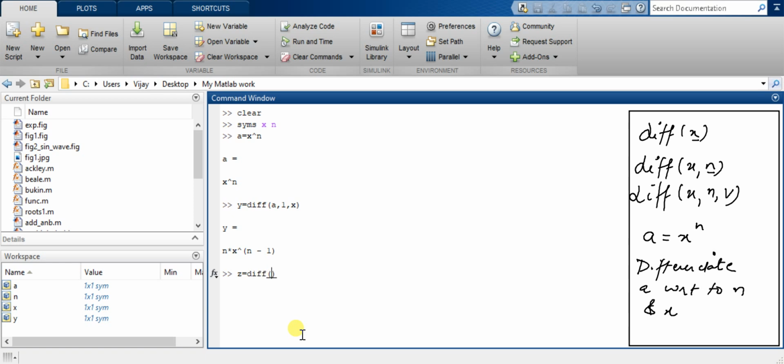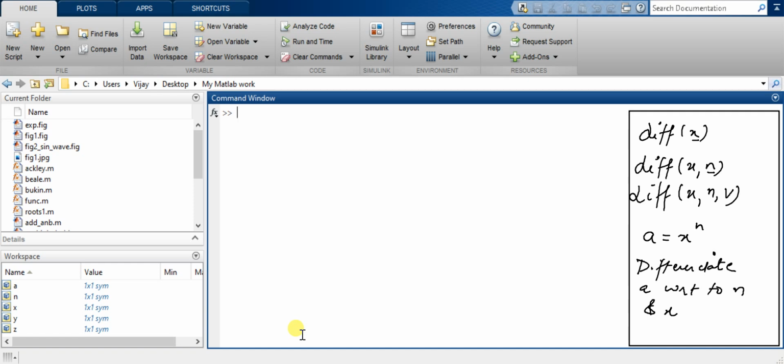So now we can compute the differentiation z with respect to n also. a is the expression, first order derivative we need, and with respect to variable n. When you hit enter, this is the final output, x to the power n into log of x. I hope this differentiation computation can be easily solved using symbolic mathematics. You can take any other example also.